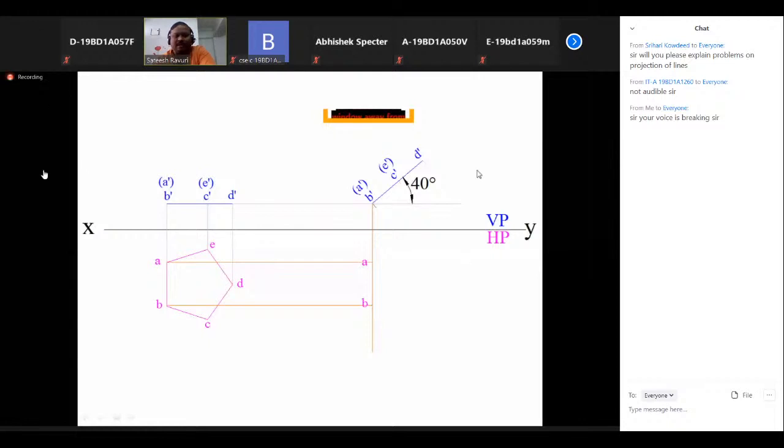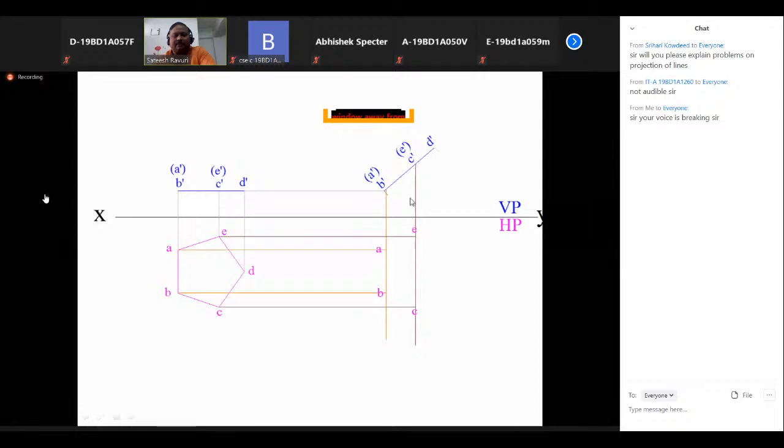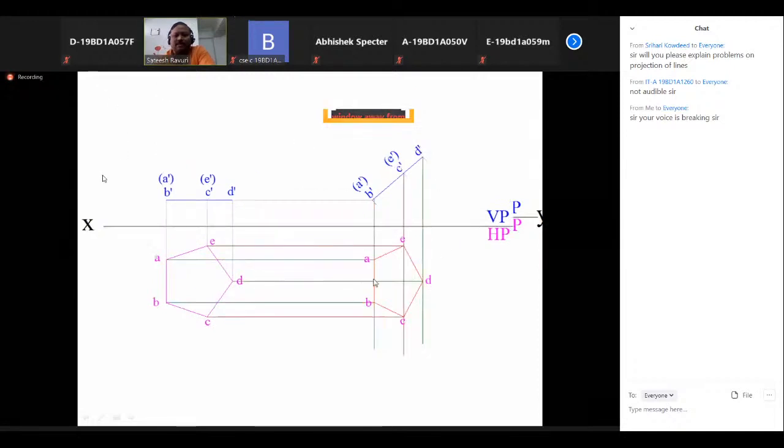So this is B. The next one, we have taken one more projector from C and E. So E vertical, E horizontal, E. C vertical, C horizontal. This is C. Finally, D vertical, D horizontal. Now if you observe here in the secondary top view, the shape is reduced. The shape of the pentagon has come in the secondary top view. This compression or reduction has come purely because of the angle we have taken.